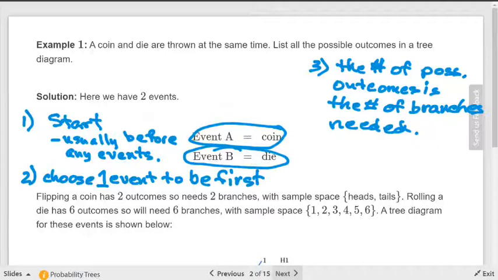So in this case, if I'm going to be flipping a coin, then I'm going to need how many branches? How many outcomes? 2 outcomes, so that means 2 branches. If I'm rolling a die, how many outcomes are possible? 6. So how many branches? 6 branches.